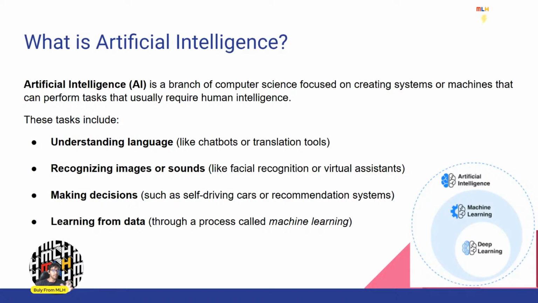So you have a factory that recycles and you want to know the difference between a bottle of pure plastic or a glass bottle. An AI with computer vision can tell you that, and you can automate that at insane speed. These tasks include understanding languages, recognizing images or sounds, making decisions, and learning from that.